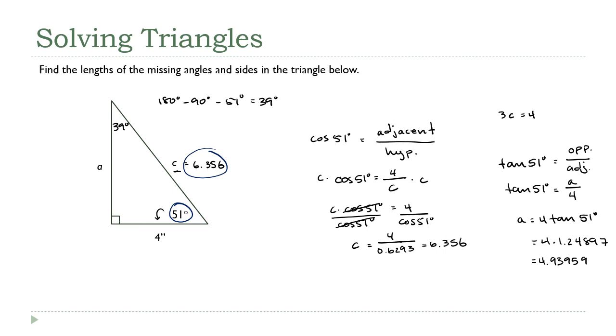And that was the last missing side, right? That is the final missing piece, 4.940. Go ahead and round it to 3 because I did this one to 3. Right, and now we've answered the question. We have solved this triangle by filling in all of its missing sides.